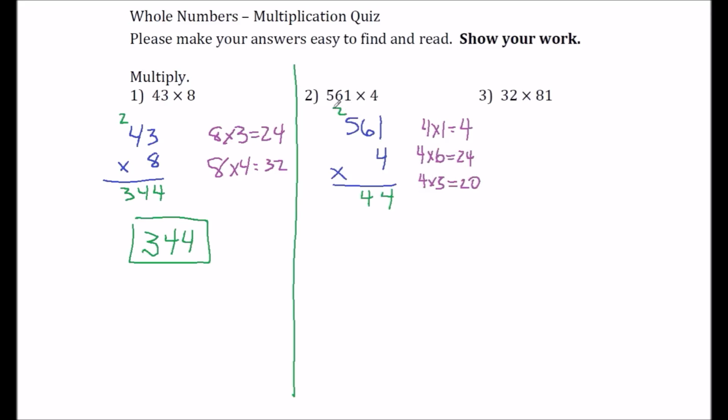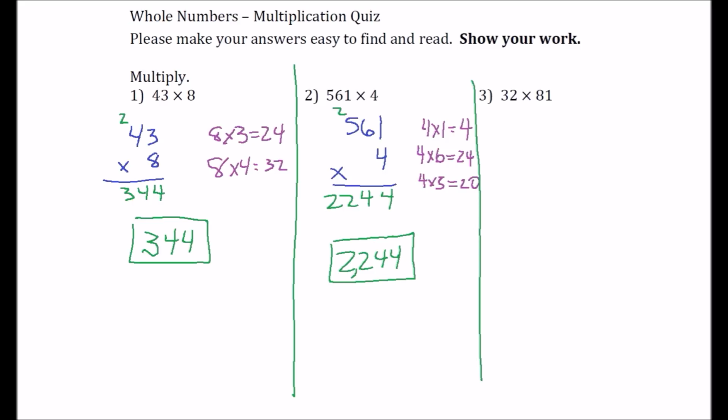But then again, we're going to add this 2 that we carried. So the 20 plus the 2 we carried gives you 22. And if we want to be nice here, we can count 1, 2, 3 and put a comma. This is 2,244. Final answer on number 2. Not too tricky so far.